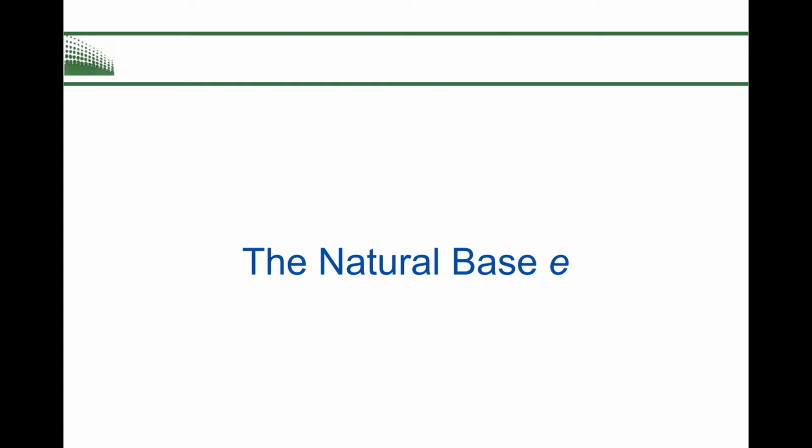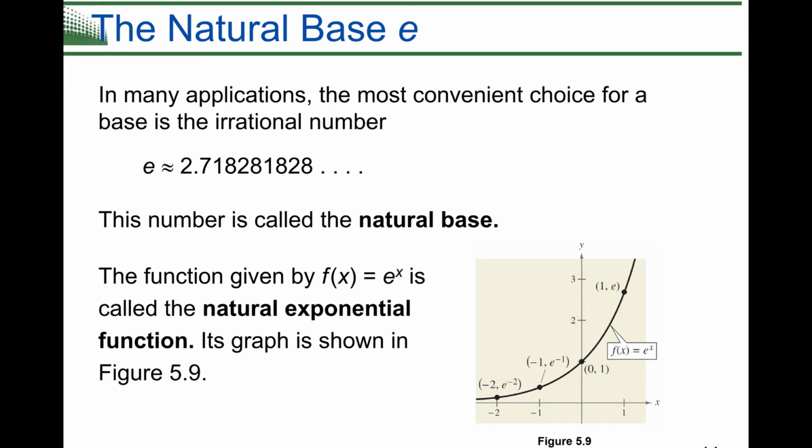Now that we have an idea of what these graphs look like, we're going to look at the natural base e. In many applications, the most convenient choice for a base is the irrational number e. If you go in your calculator and type in the e button, it'll probably give you a little house top expecting some exponent. Just put a 1 there, and you should get this number, 2.7182818828. This number is also called the natural base. The function given by f of x equals e to the x is also called the natural exponential function, and its graph is shown here.